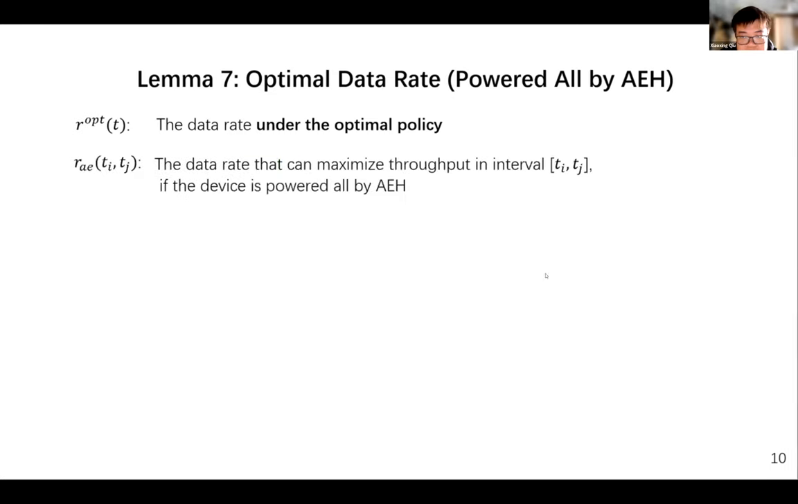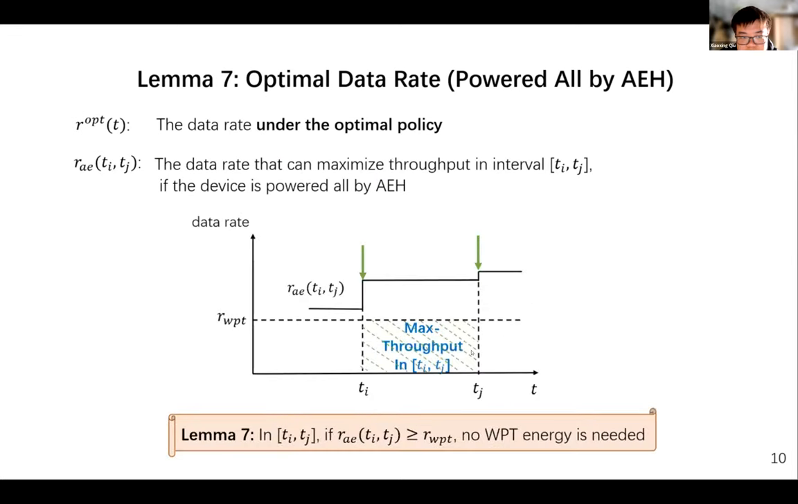And lemma 7 proves that if RAE is larger than or equal to RWPT, the lower bound defined in RWPT is the lower bound defined in lemma 6, and the throughput has already been maximized with sufficient ambient energy. Thus, no WPT energy is needed due to the battery limitation.